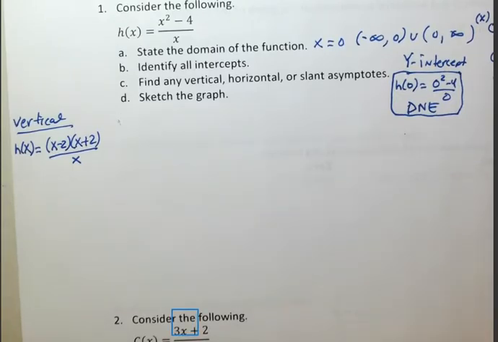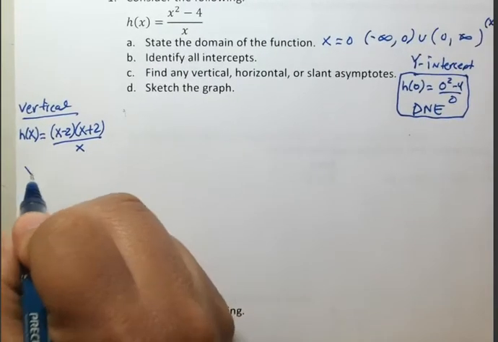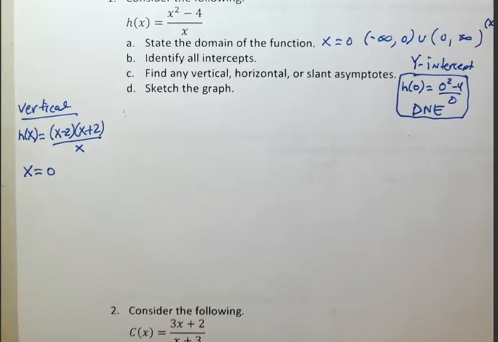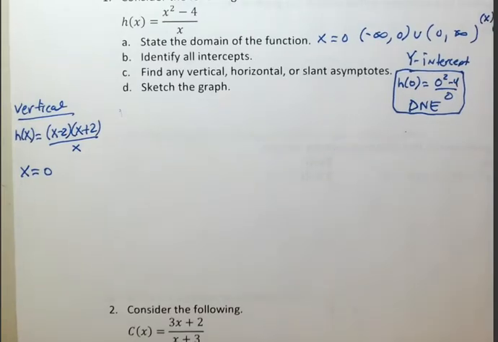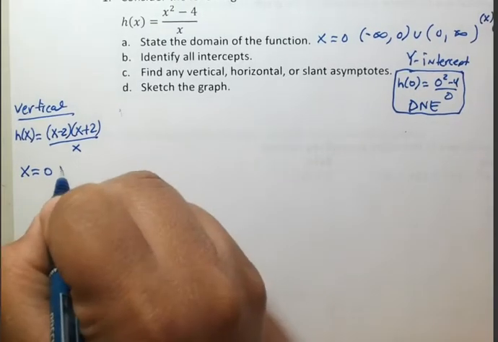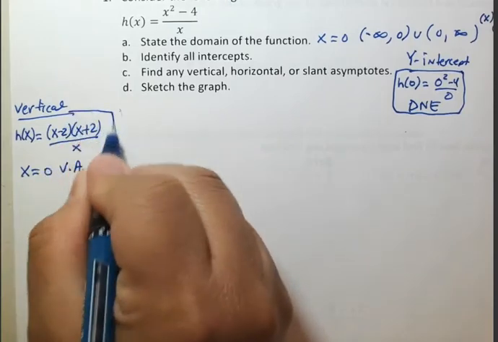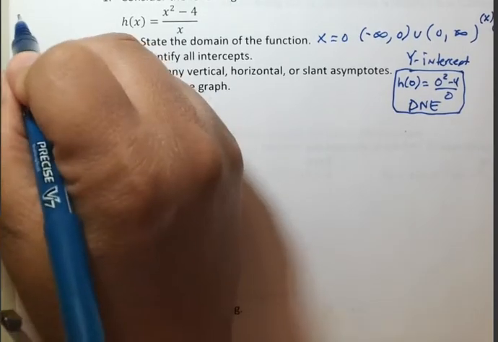Here we cannot cancel anything. So to find the vertical asymptote, we set the denominator equal to 0 and solve for x. Here it's already solved for x, right? So x equals 0 is my vertical asymptote. Now the horizontal asymptote.